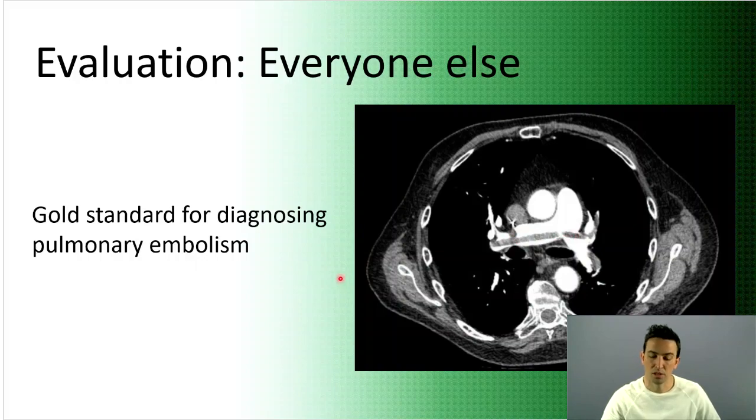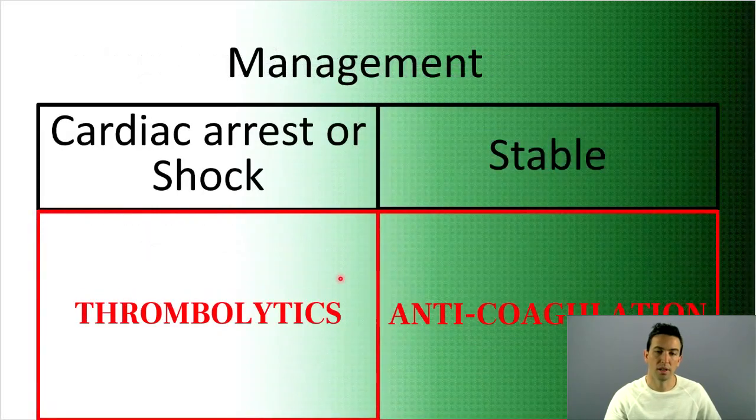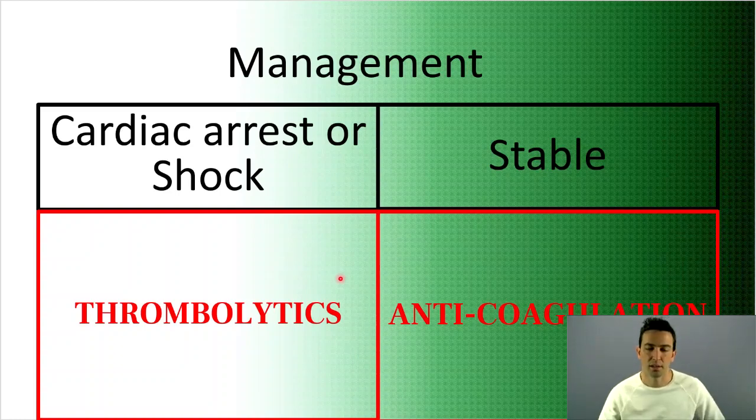As far as management goes, there's a lot of debate and research going into when thrombolytics can be used and whether they can be used in other scenarios besides cardiac arrest and shock. For the purposes of the test, I think we're looking more for black and white answers here. So think thrombolytics if it's cardiac arrest or shock. So if this is a PEA arrest again, or if this is someone who is unstable because of clot burden, thrombolytics is most likely going to be your answer.